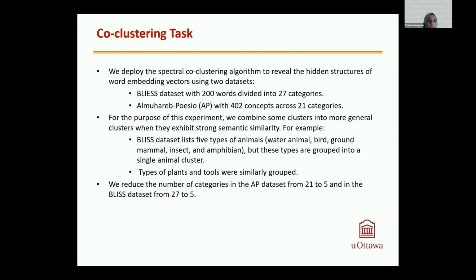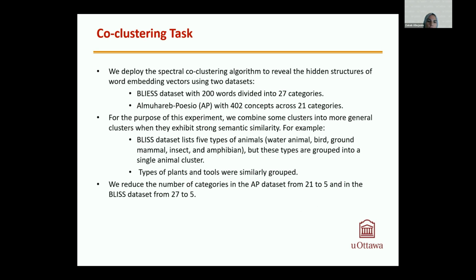So for the co-clustering task, we use two datasets. We use the PLIS dataset. It has 200 words divided into 27 categories. And the second dataset is AB. It has 400 concepts across 21 categories.